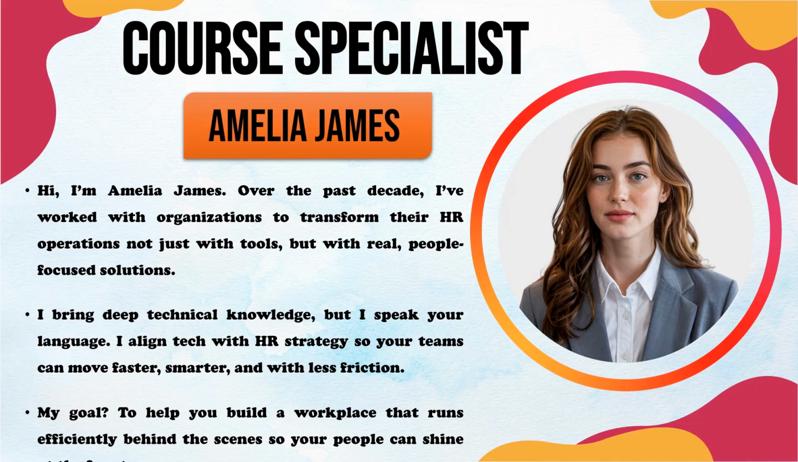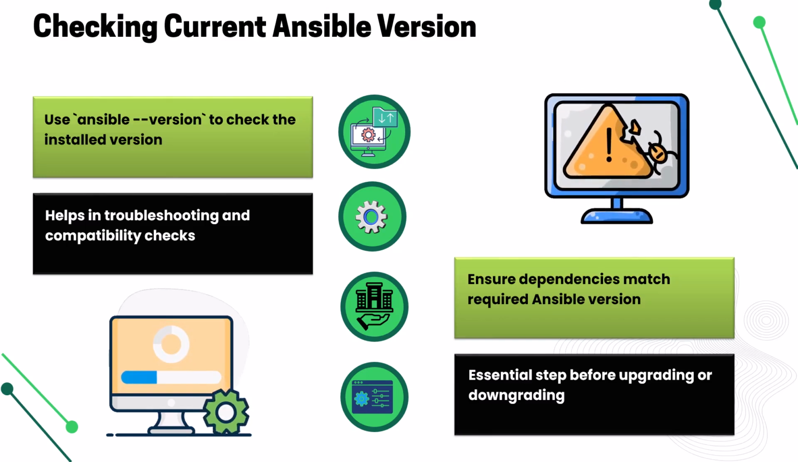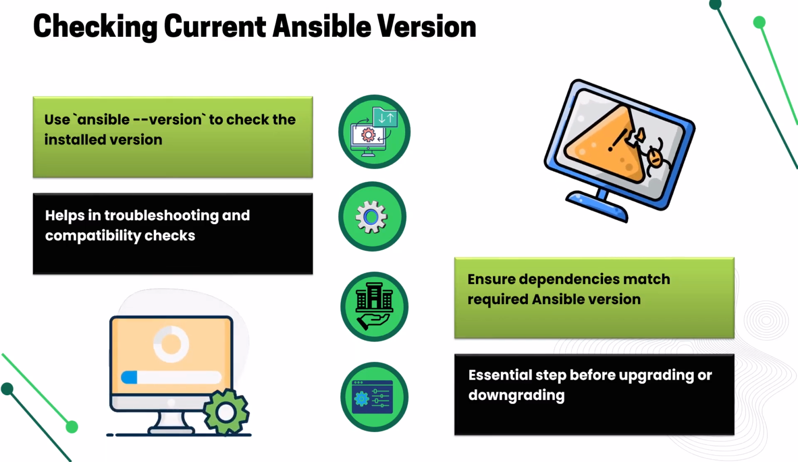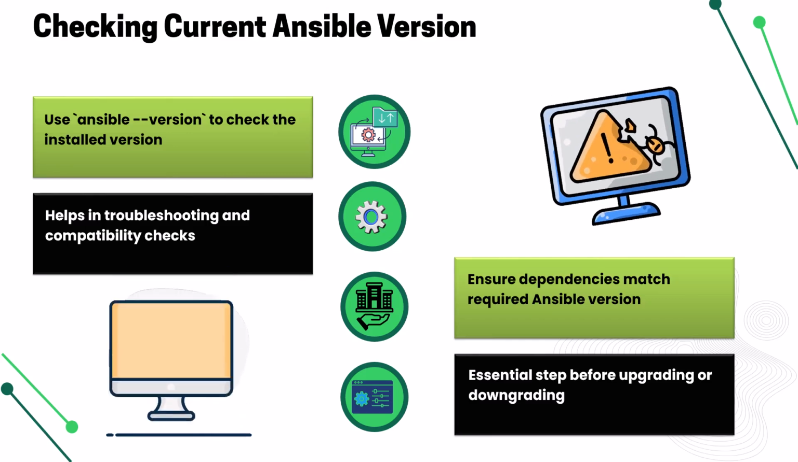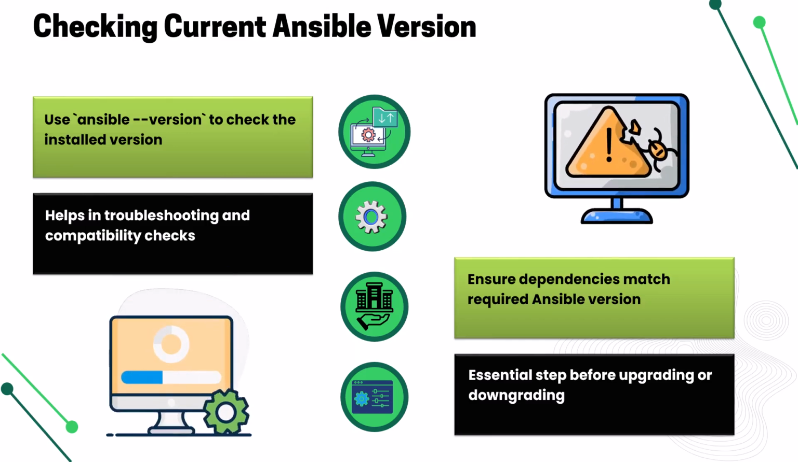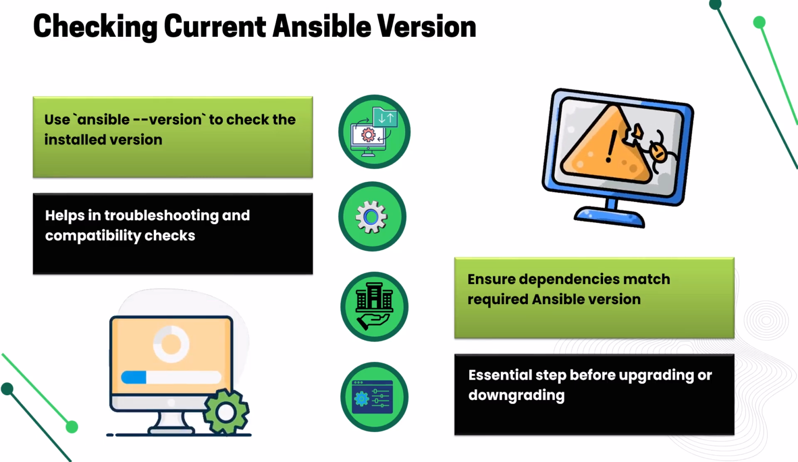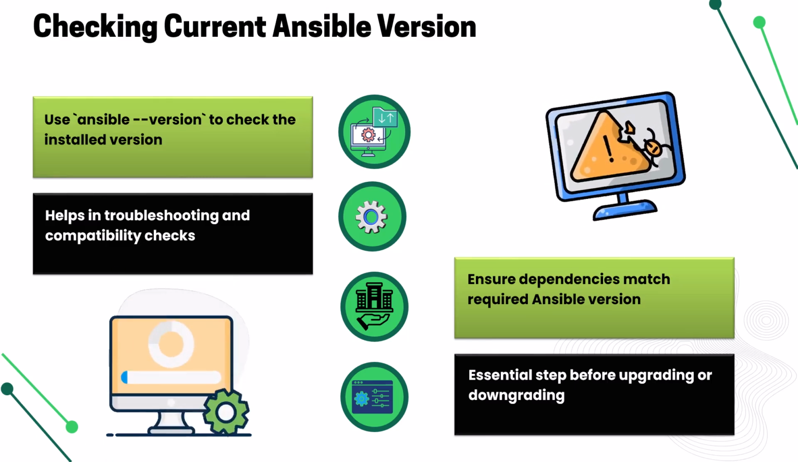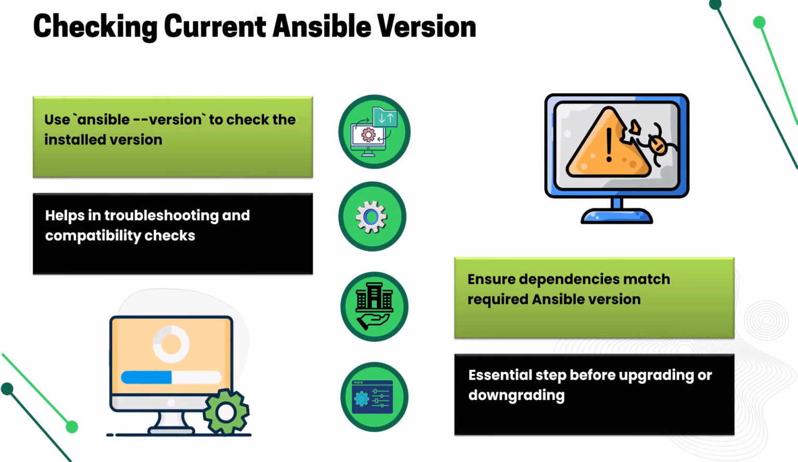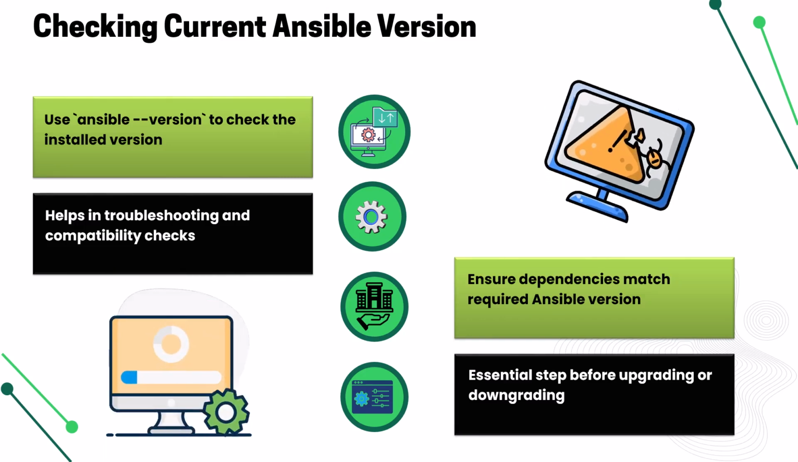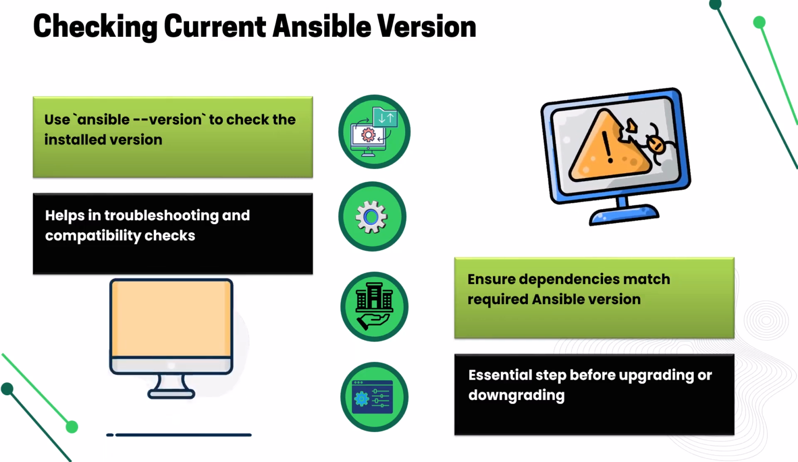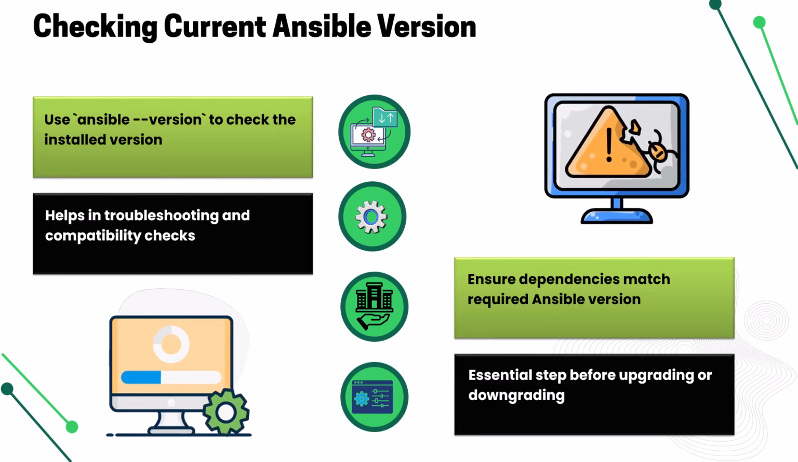Okay, first things first, what version do we even have? Running ansible --version is the easiest way to check. Trust me, skipping this step is like changing car tires before checking their size. Verifying dependencies ensures a smooth transition, and knowing your current version helps avoid unnecessary headaches. So before we make changes, let's do a quick check.